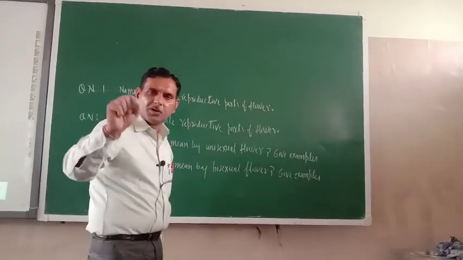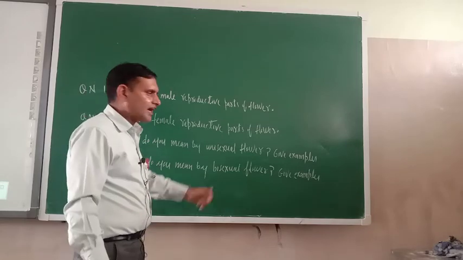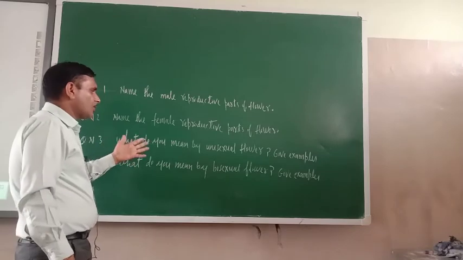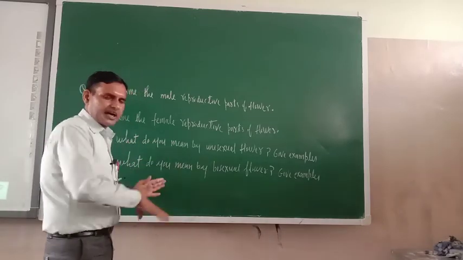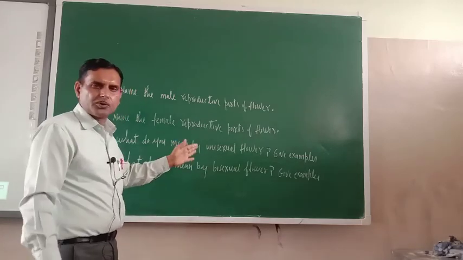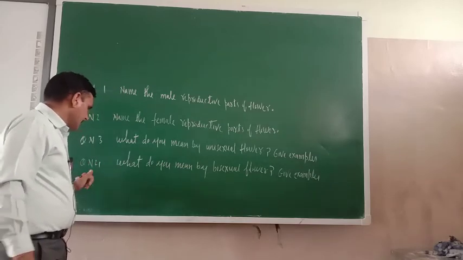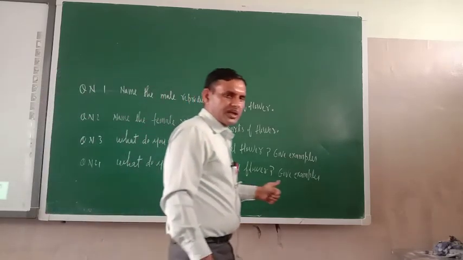Similarly, name the female reproductive parts. The female reproductive part is the pistil. Pistil has three parts: stigma, style and ovary. That also you can show. Now the definitions: what do you mean by a unisexual flower, what do you mean by a bisexual flower, and give examples. Examples also you can give. Moreover, one more question you can write: draw the cross section of a flower. So please add this question also.